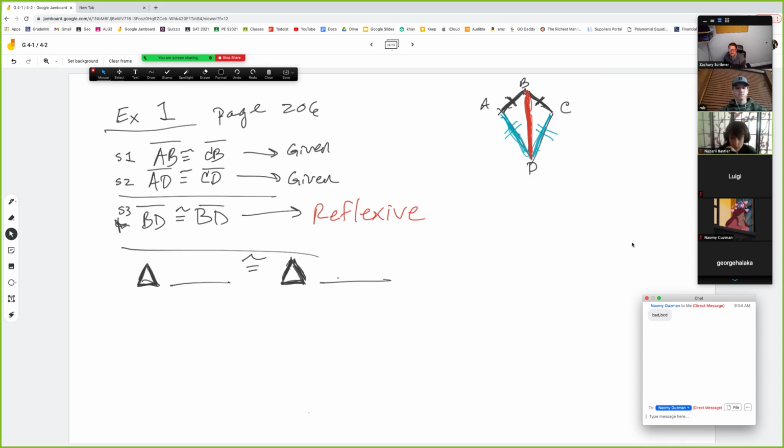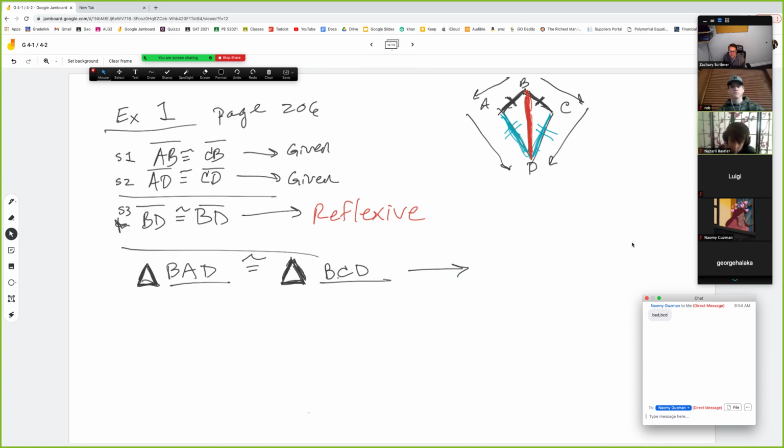Okay, so BAD and BCD. Excellent. It doesn't matter what order you put the first one in, as long as you put the second one in the same order. For example, Naomi did B, A, D, B, C, D. Why is that important? Because A corresponds with C, B with B, and D with D. Okay? Very good.